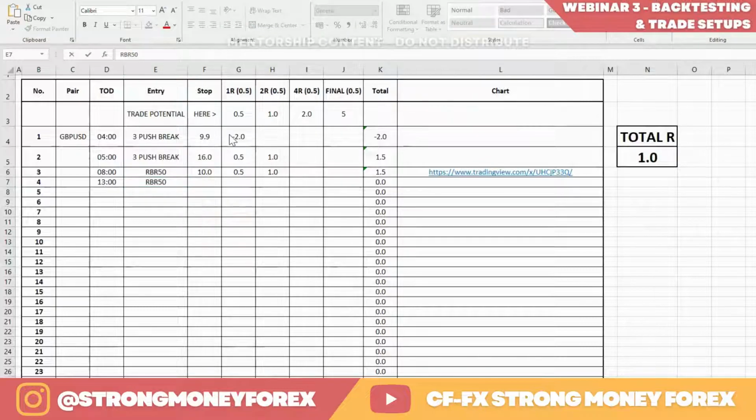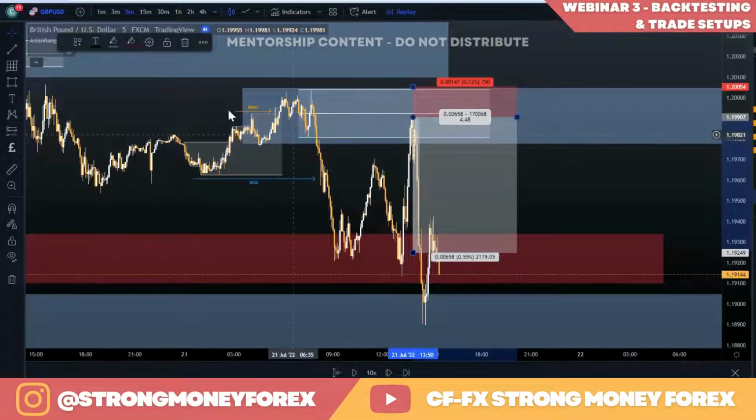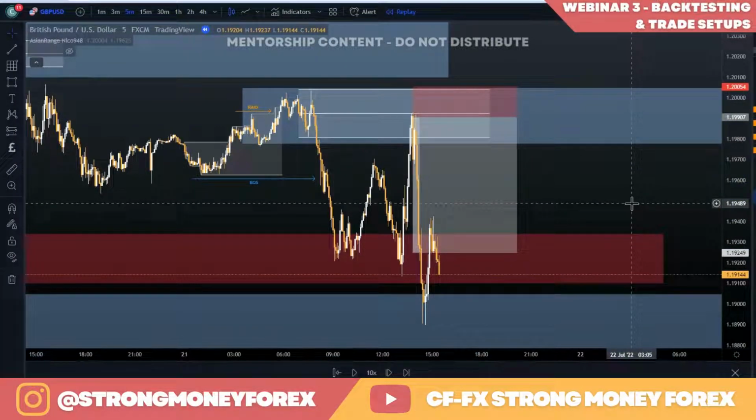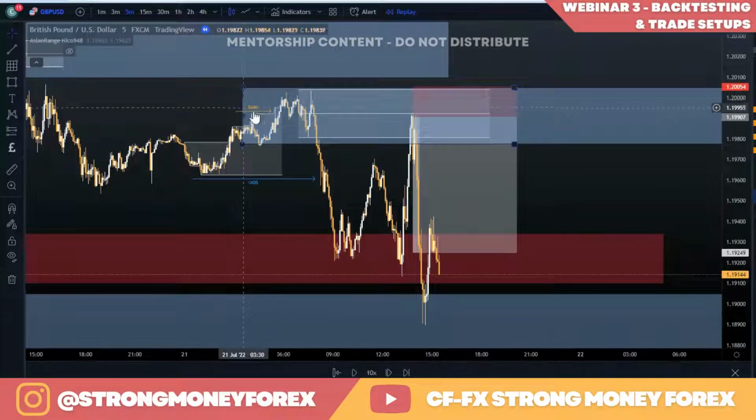RBR 50. Okay, so again, just to talk that through. Raid, break a structure, return to 50. Okay, it's my favorite setup. It's so simple. You look for areas which are broken structure, left behind imbalance, have raided on the highs, broken structure, and you return to 50.